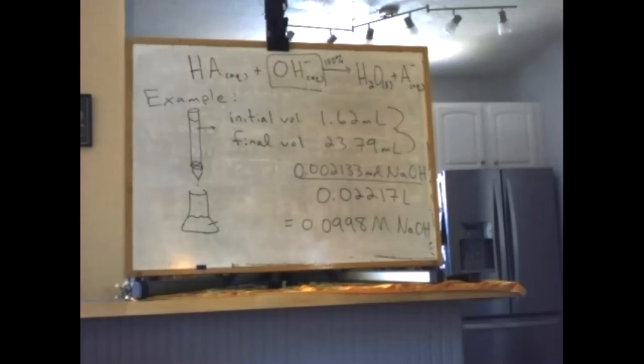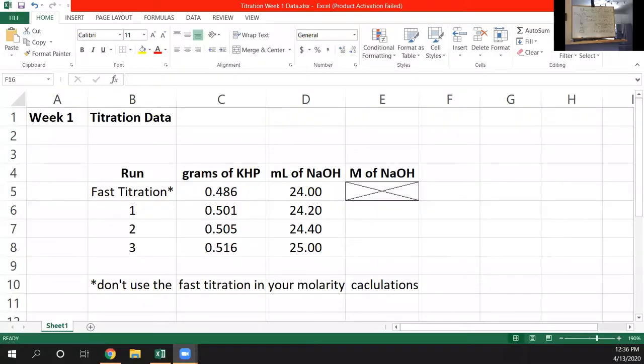Oh, you couldn't see any of that. Sorry. So here's our fast titration. Don't calculate molarity. For runs 1, 2, and 3, I've given you grams, and I've given you the volume of NaOH needed to reach the end point. So from these data, you can calculate molarities.